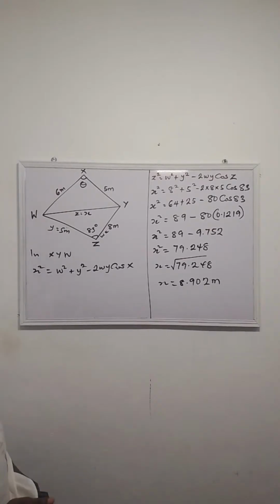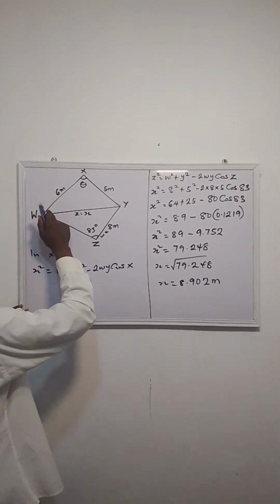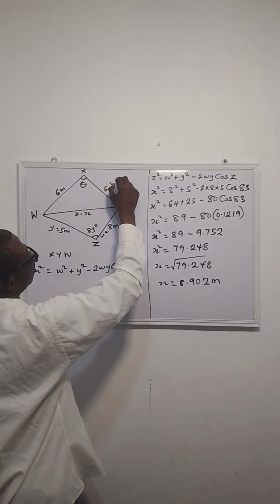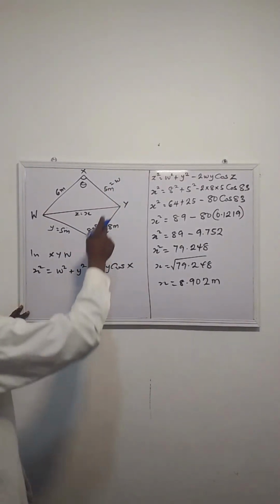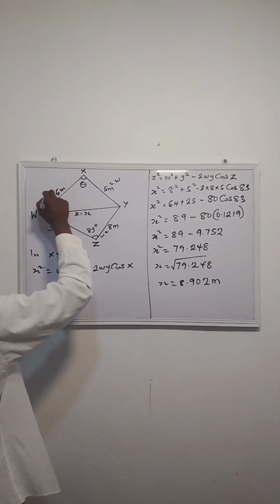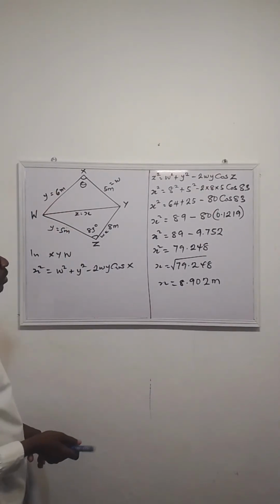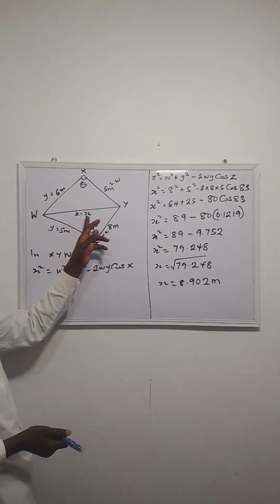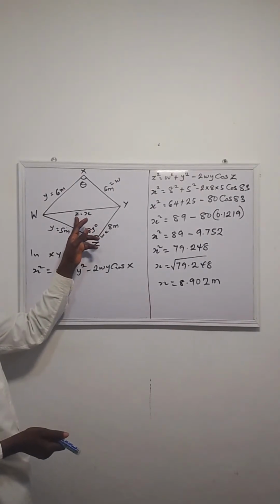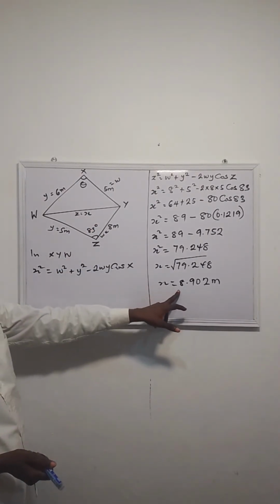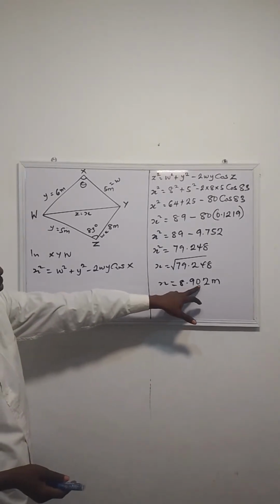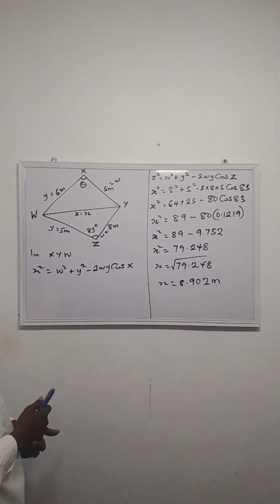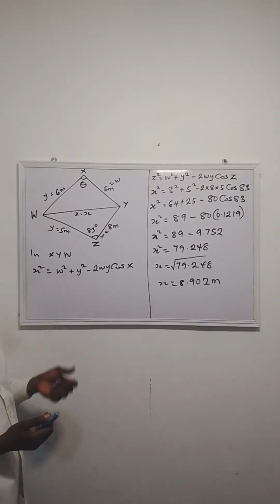Alright, so now what is side W? This is angle W. Side W is 5. Side Y is 6. And side X is the Z which we have gotten. X is 8.902. Okay, so now can we plug in those values?